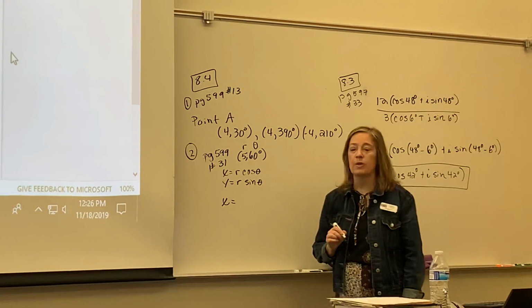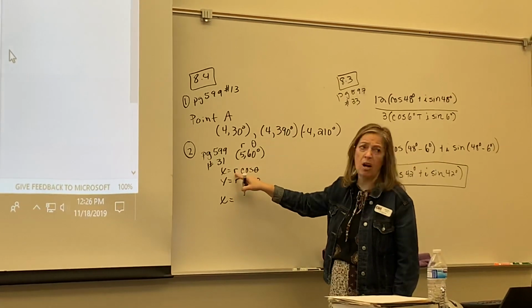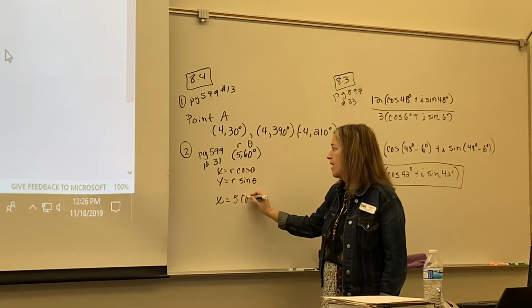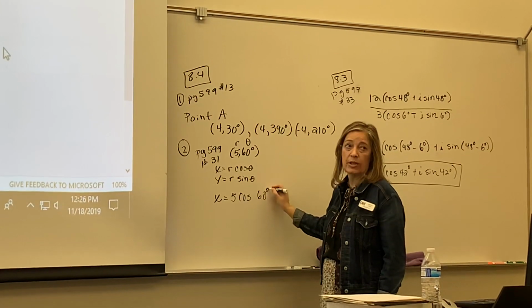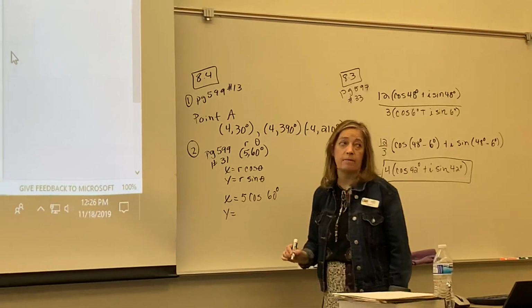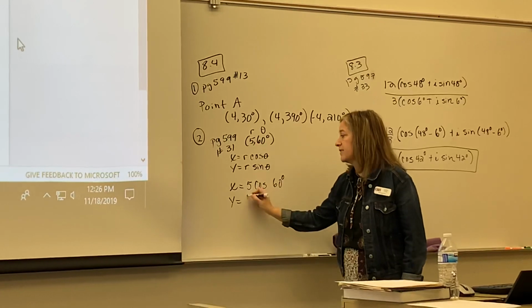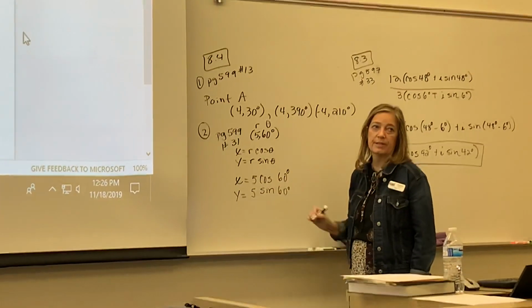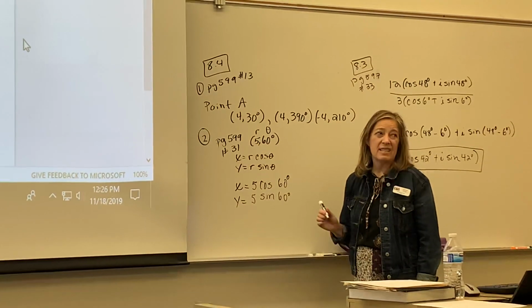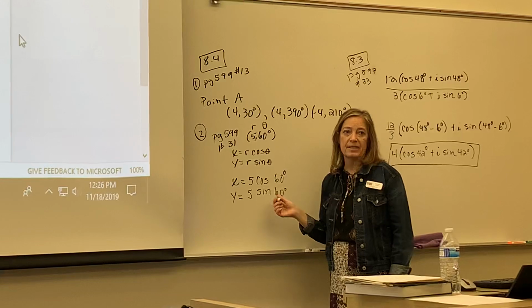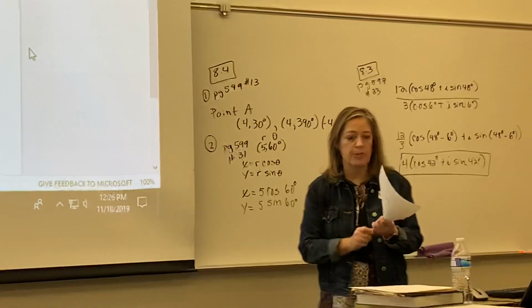So x is equal to r, in this particular case that's 5, and then we have the cosine of 60 degrees. And then for y, that is going to be r, which in this case is 5, and then we have the sine of 60 degrees. Okay, now we need to simplify it even further. So cosine of 60 degrees and sine of 60 degrees, that's where we can look on our unit circle.